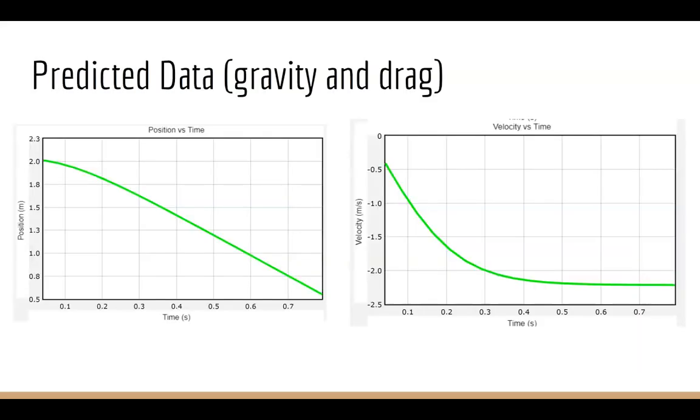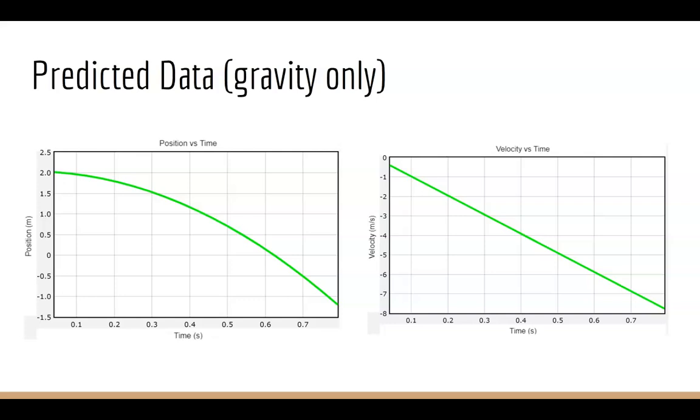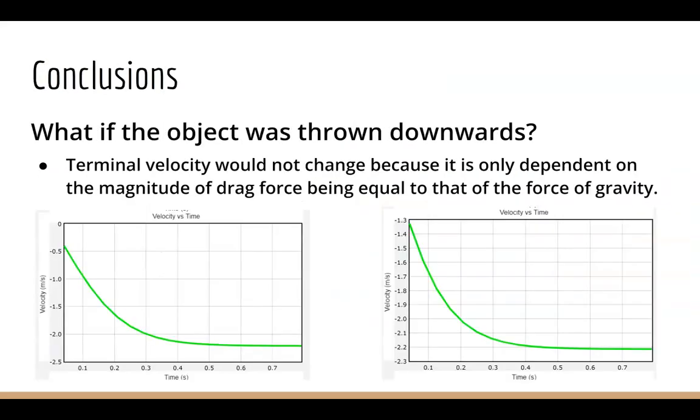If we go back to the graphs, this is the graph of gravity and drag force, and you can see that it is plateauing near the end, while the graph of gravity only has a constant velocity growth, which means a constant acceleration. And then what if the object was thrown downwards?